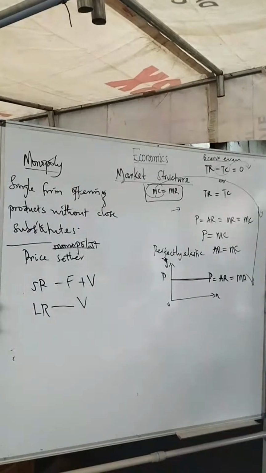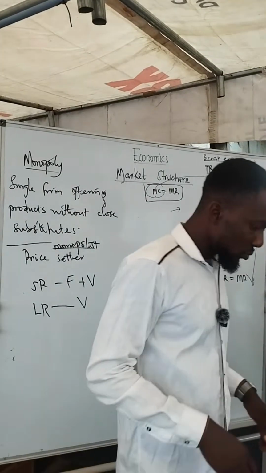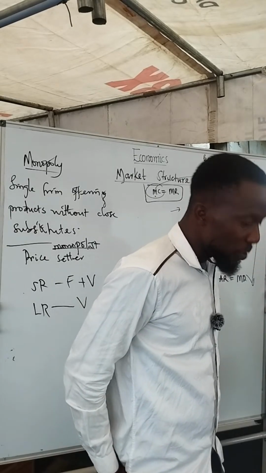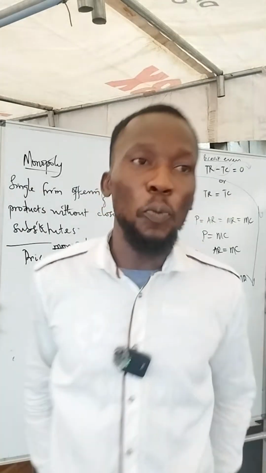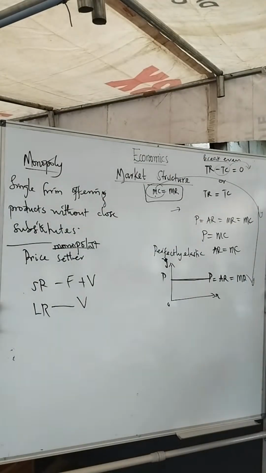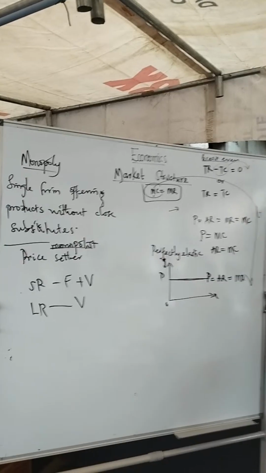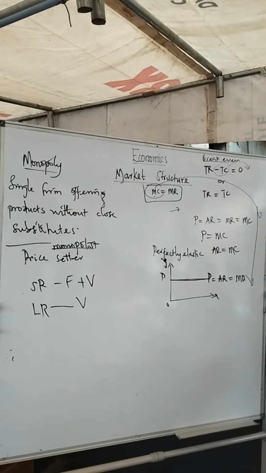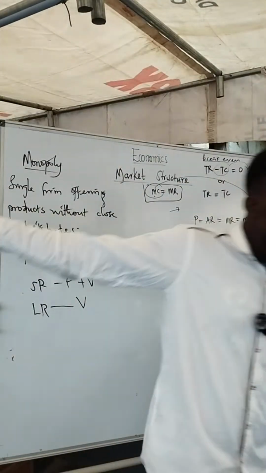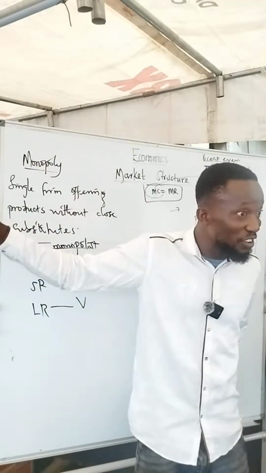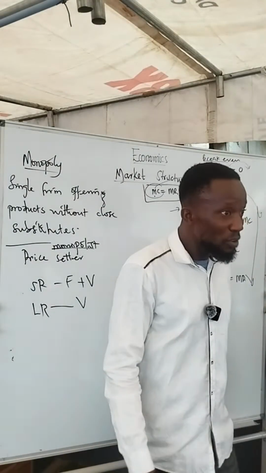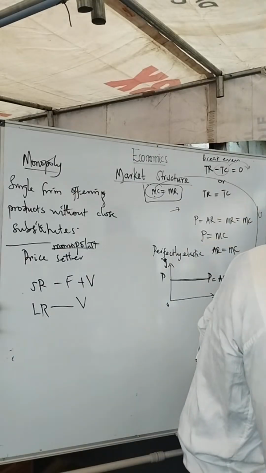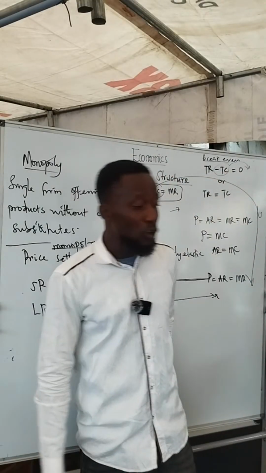So we move to the next one. Equilibrium of the monopolist. Are you with me? Equilibrium of the monopolist. When will a monopolist be said to be at equilibrium? A monopolist can be said to be at equilibrium when the same thing is applicable here. What happened to a perfect competitor will also happen to a monopolist, because he will also be looking at a place where marginal cost equals marginal revenue. Are you with me?